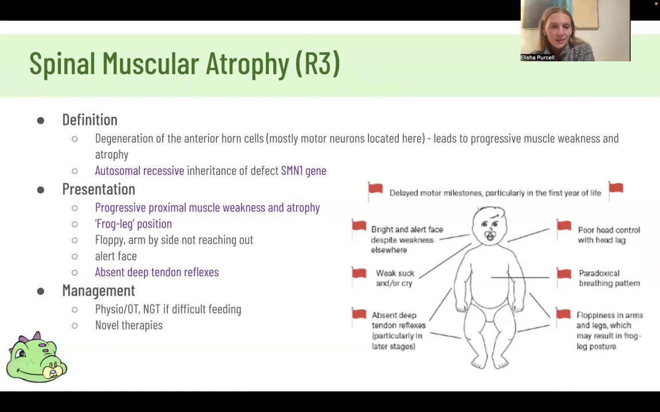How would they present? Again, you get progressive proximal muscular weakness and atrophy, but it's unique. You get a frog leg position, alert face, absent deep tendon reflexes. Management: physio, OT, and if having trouble feeding, you may have to insert an NGT, obviously. There are also emerging novel therapies for this one, which is pretty interesting, but you wouldn't need to know them for this year's exam.